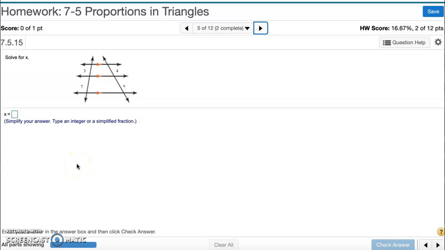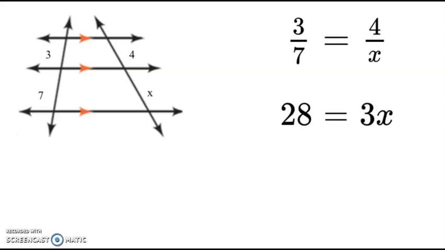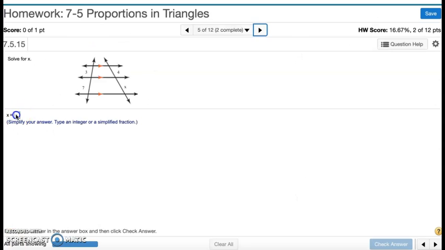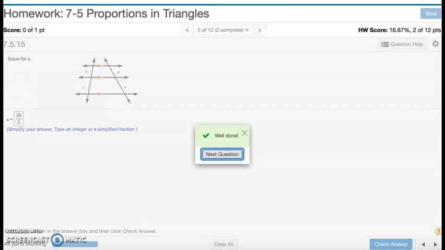Going to number 5, let's solve for x. We can set up proportions, so we can write 3 over 7 equals 4 over x. Cross multiply, we have 3 times x is 3x, and 7 times 4 is 28. Divide both sides by 3. We're left with the fraction 28 over 3, and it says to leave it as a fraction. So let's type it in. Typing in 28 over 3. That's the answer for number 5.